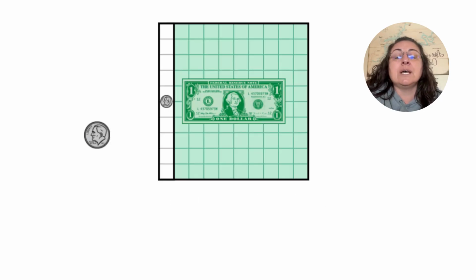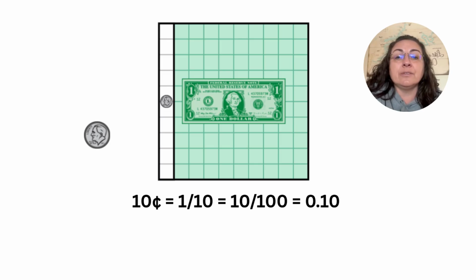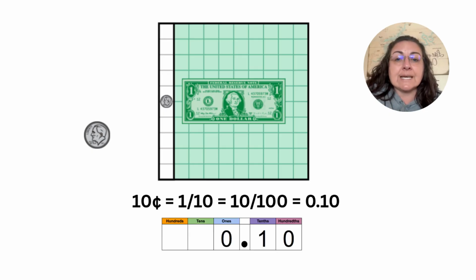It takes 10 dimes to make $1, so it can be written as 1/10 or 10 out of 100 pennies or 0.10. We say this decimal as either 1/10 because the 1 sits in the tenths place value, or we can say it as 10 hundredths because the number 10 rests in the hundredths place value.